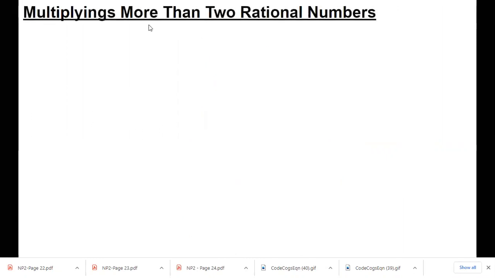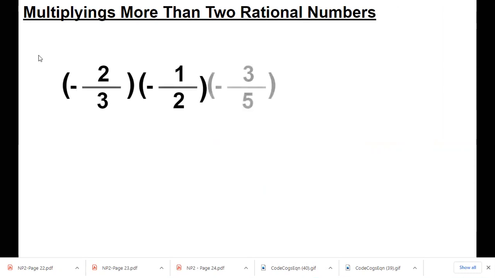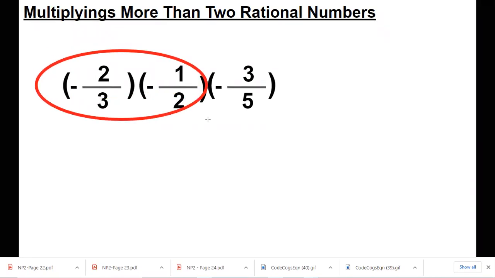Okay, now we're going to talk about multiplying more than 2 rational numbers. More than 2. Well, that means we have -2/3 times -1/2 times -3/2. How do I do that? Well, I do 2 at a time. So I'm going to do, let me just circle it here, get a different color. I'm going to do these 2 first. I'm going to get an answer, and then I'm going to do the last one with the answer I get. So let's see what happens.